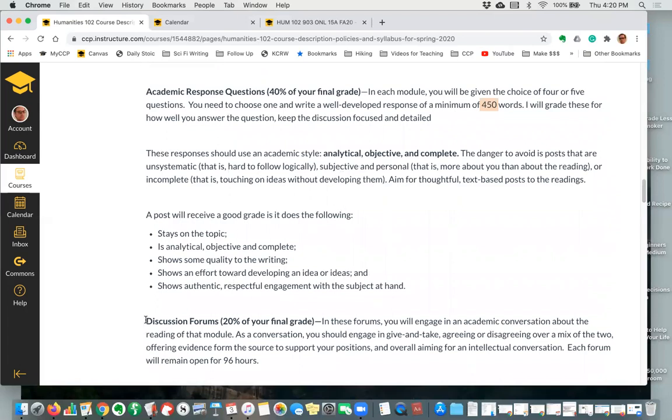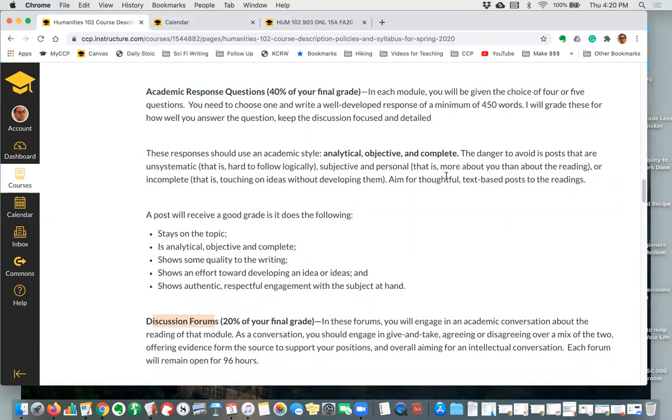And then there's these discussion forums. Okay, discussion forums are more a conversation. They're a lot more like what you do in a classroom when people are talking about a reading in class. So the academic is like a short essay. This is more like a class discussion. Those are the two kinds of writing you're going to do.